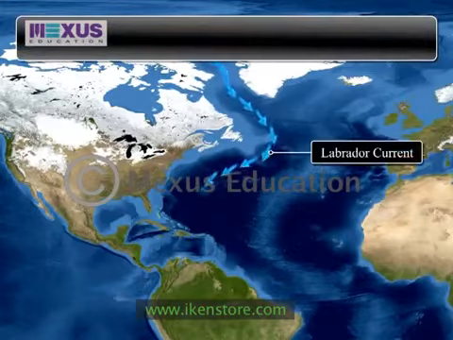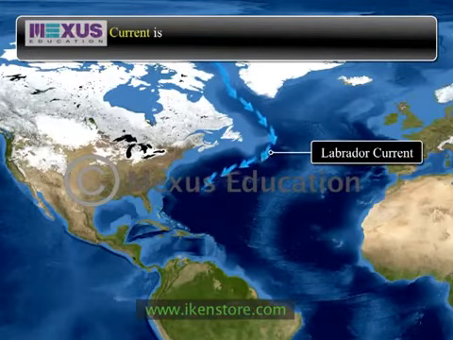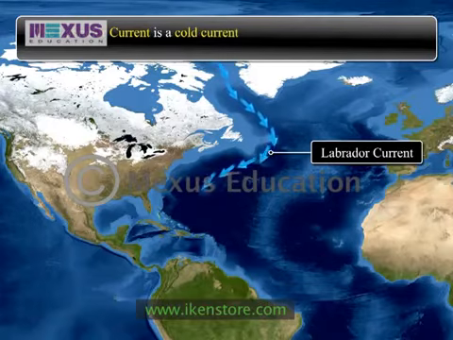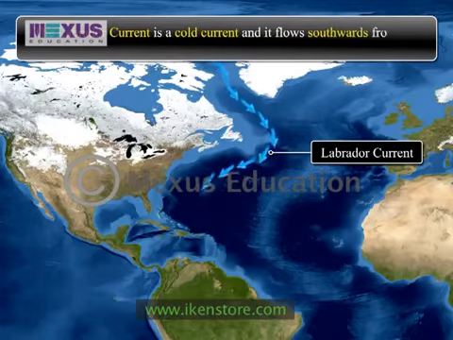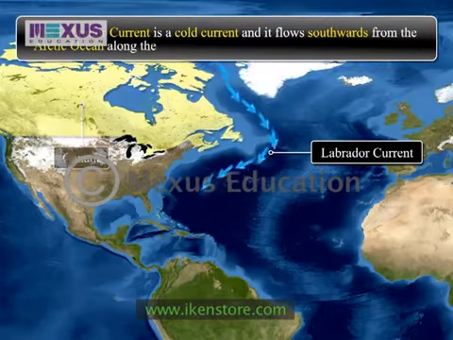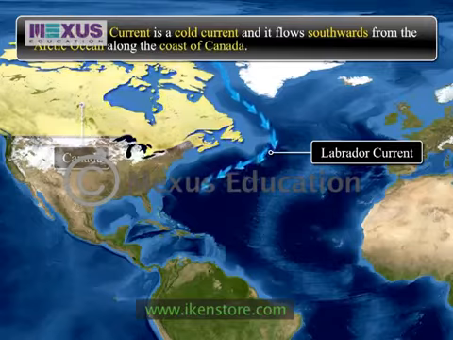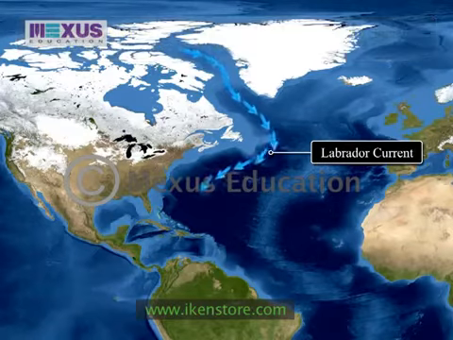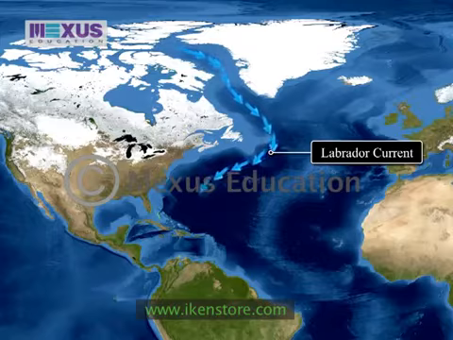The Labrador Current is another important current, which is a cold current, and it flows southwards from the Arctic Ocean along the coast of Canada. It makes the region along which it flows very cold and keeps the coast ice-bound.